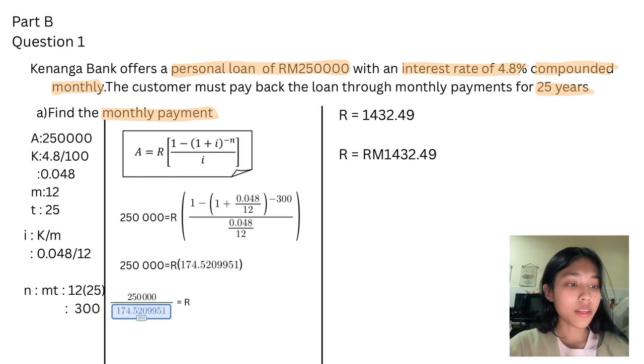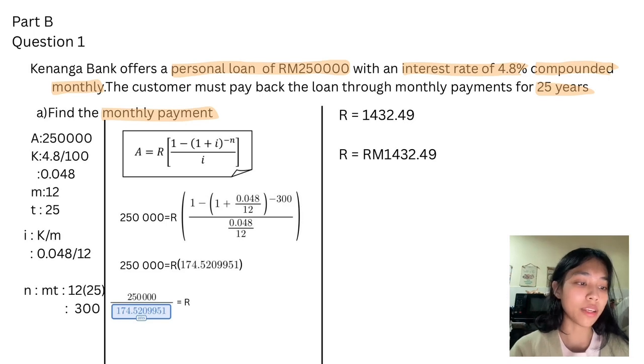So A, find the monthly payment. We have to use the present value formula because it has been given in the context that it is a personal loan of 250,000. Whenever we want to use present value, we will be given a word, for example, loan. So that's why we have to use the present value formula, which is A equals R in a bracket 1 minus (1 plus I) with the power of negative N, over I. Substitute all the numbers that we've got from the context into the formula, so we will get 1432.49 and change it into ringgit, so it will become 1,432 ringgit 49 cents.